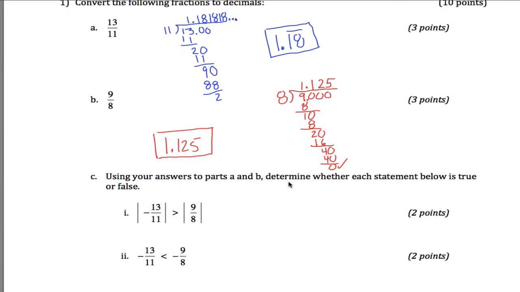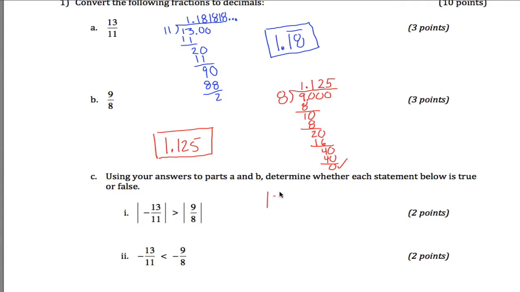All right, using your answers from parts A and B, determine whether each statement below is true or false. Let me rewrite this. This is the absolute value of negative 13 elevenths. We figured out that was negative 1.18 repeating. So we want to know, is that absolute value greater than the other absolute value? Well, let's do this another way.